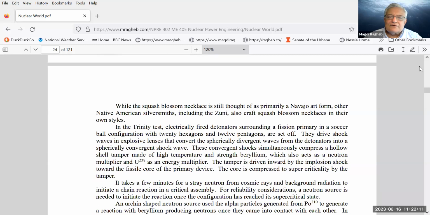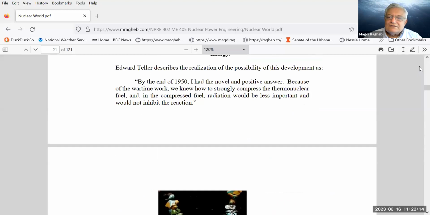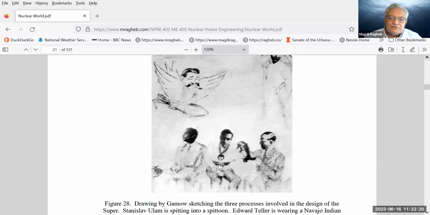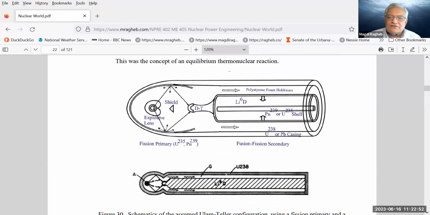But it covers the diagram by Gamov right here. You could see the ellipsoid of revolution, the idea of Edward Teller. The spittoon here is the radiation being transferred from the fission device to the long cylinder. The fission device would be called the primary. The long cylinder would be called the secondary. And Mr. Gamov here, squeezing the tail of the cat, making it shiver maybe, would be propagating the fusion wave into the long cylinder of the device.